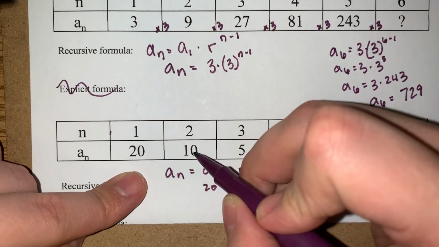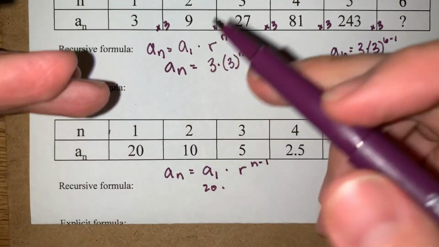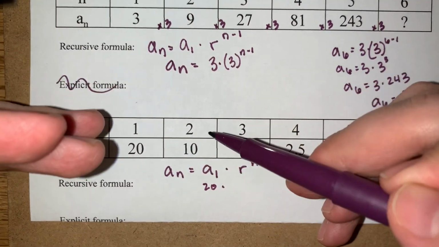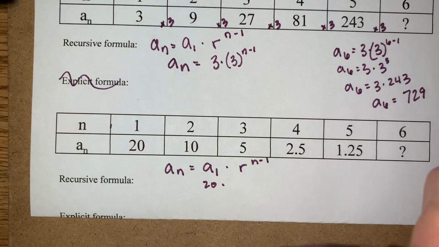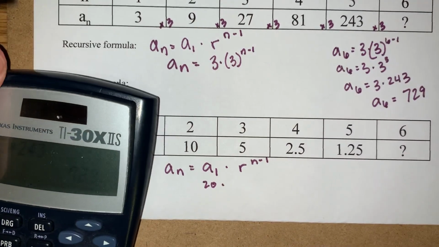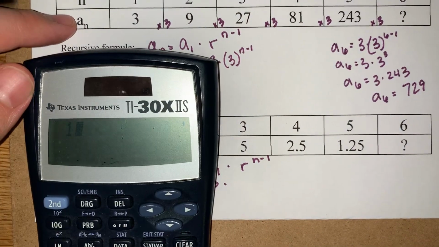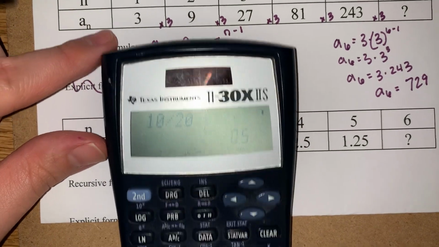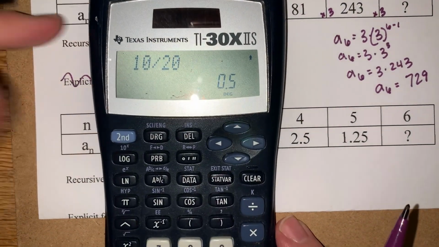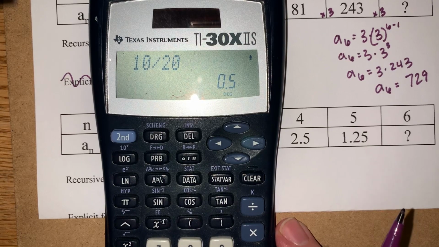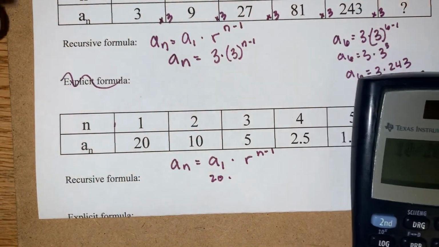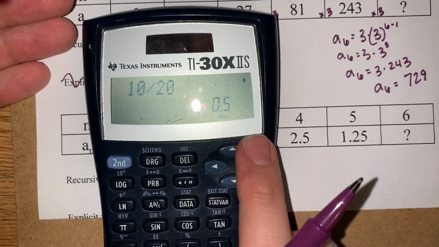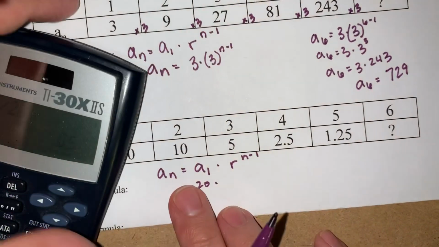From 20 to 10, it's decreasing, but I need to know what I can multiply 20 by to get 10. The easiest way for me, again, is to take the second one, 10, and divide it by the first one, 20. So 10 divided by 20 gives you the rate at which it's changing, and it makes sense because it's halving each time. So my ratio is 0.5 or 1/2.